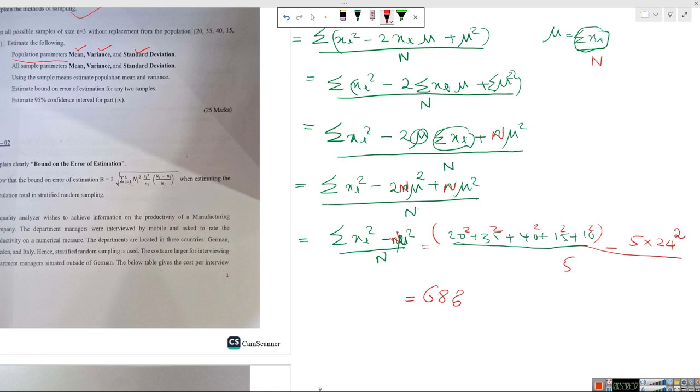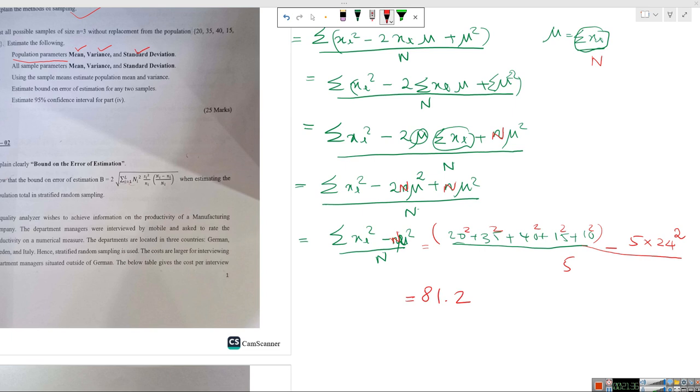Now if I do this again, 20 square plus 31 square plus 40 square plus 15 square plus 10 square is equal to minus 5 times 24 square, divided by 5, is equal to 81.2. This is supposed to be 81.2.